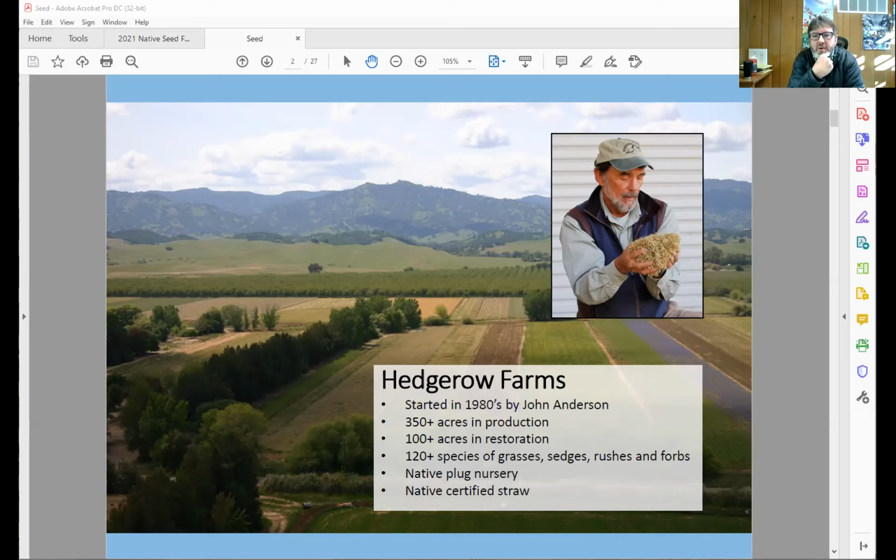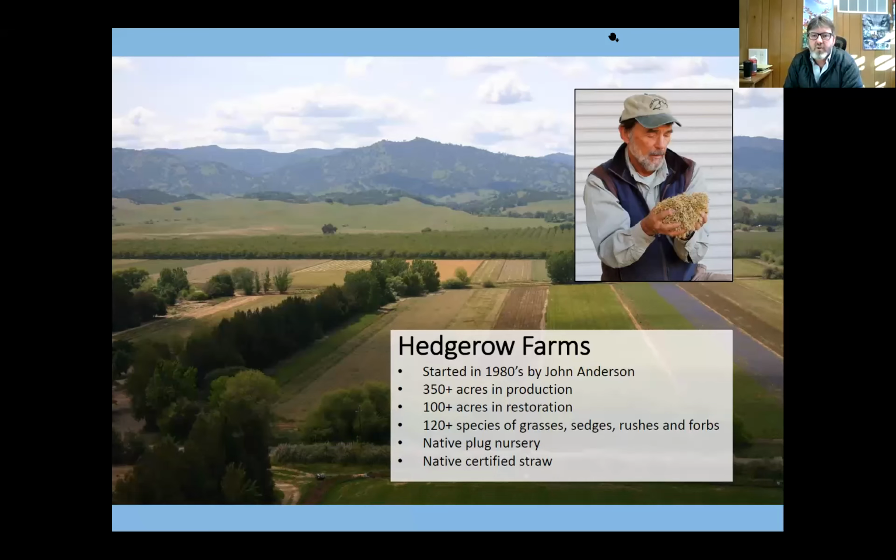So anyway, a little bit more about Hedgerow Farms. Hedgerow Farms has about 350 acres in production. Everything that we produce is seed of known genetic origin. As part of this as well, we have about 100 acres of habitat as part of the farm, as I was describing. We grow out about 120 different species of mostly grasses and forbs, but sedges and rushes as well as part of that.